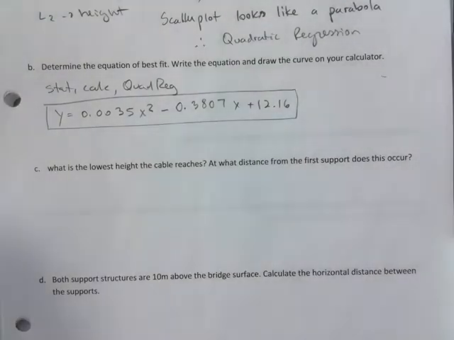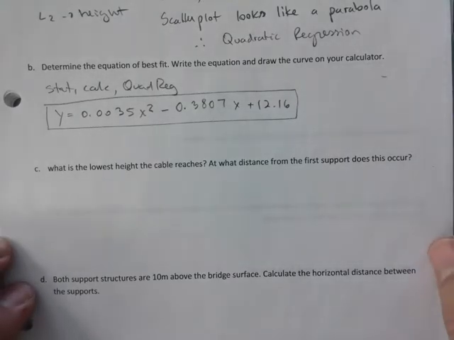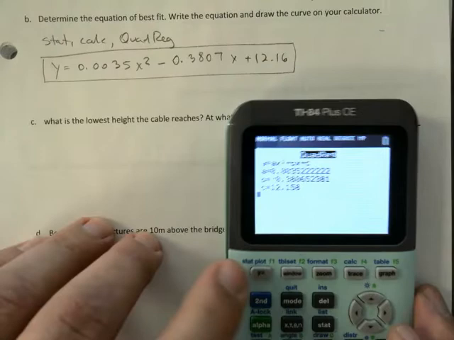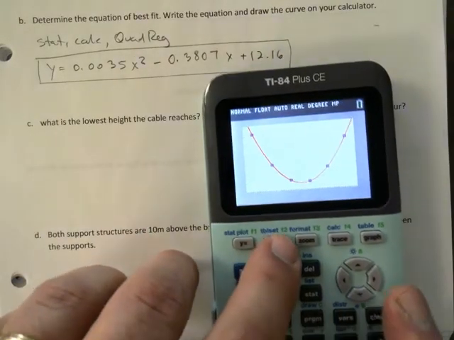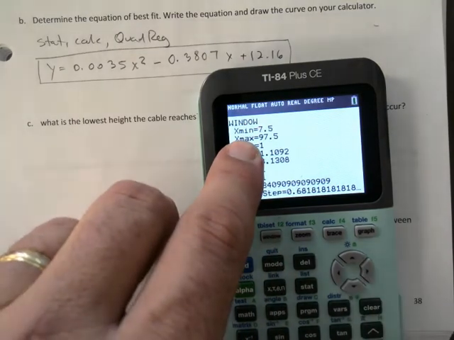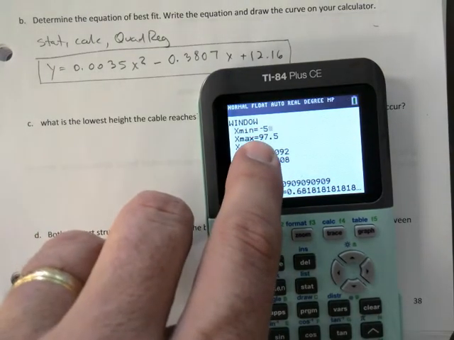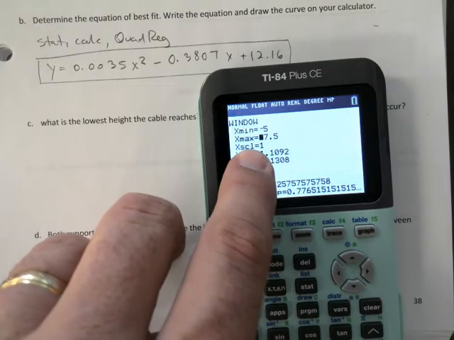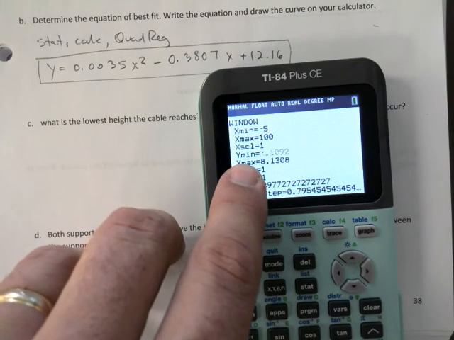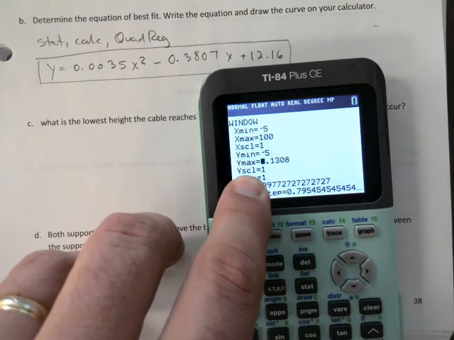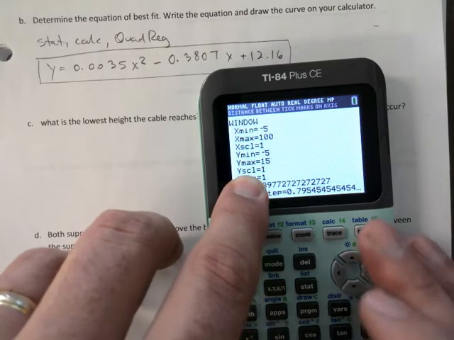Anyways, what is the lowest height the cable reaches? At what distance from the first support does this occur? First of all, let's graph this. Let's make sure we have our graph. I'm going to change my x-min to slightly past into the negatives. My y max, I'm going to for now go a little bit bigger. Y min, I'm going to go -5 perhaps, and the y max, I'm going to go higher. I'm going to go 15 or something like that.